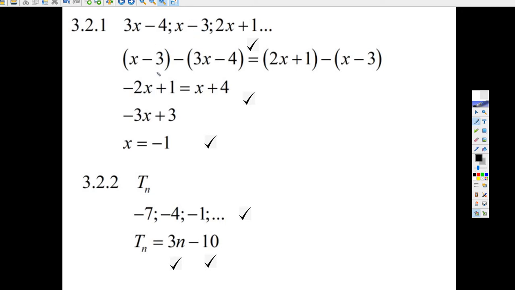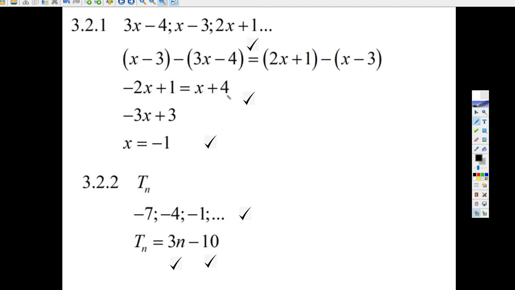If I take the second term, which is x minus 3, and I subtract the first term, I'll get the same thing as if I take the third term, which is 2x plus 1, and subtract the second term. And, well, I do it. X minus 3x is minus 2x, minus 3 plus 4 is plus 1, 2x minus x is x, plus 1 plus minus 3 is plus 1 plus 3, which is 4.